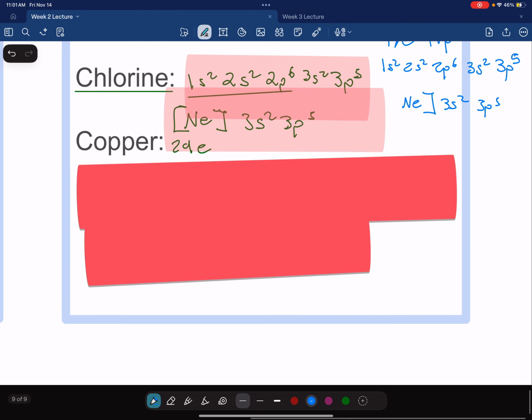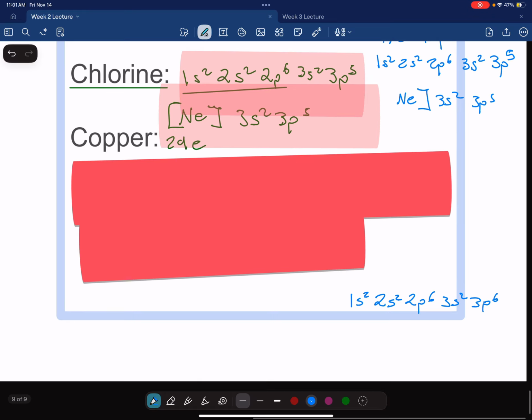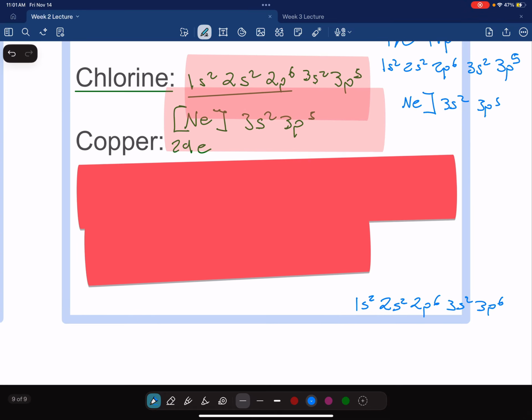So it's going to be 1s2, and then it's going to be 2s2, and then it's going to be 2p6, 3s2, 3p6. That's going to be a total of 18. But we still have a lot more to go. So 29 minus 18, we still have 11 more electrons to represent.